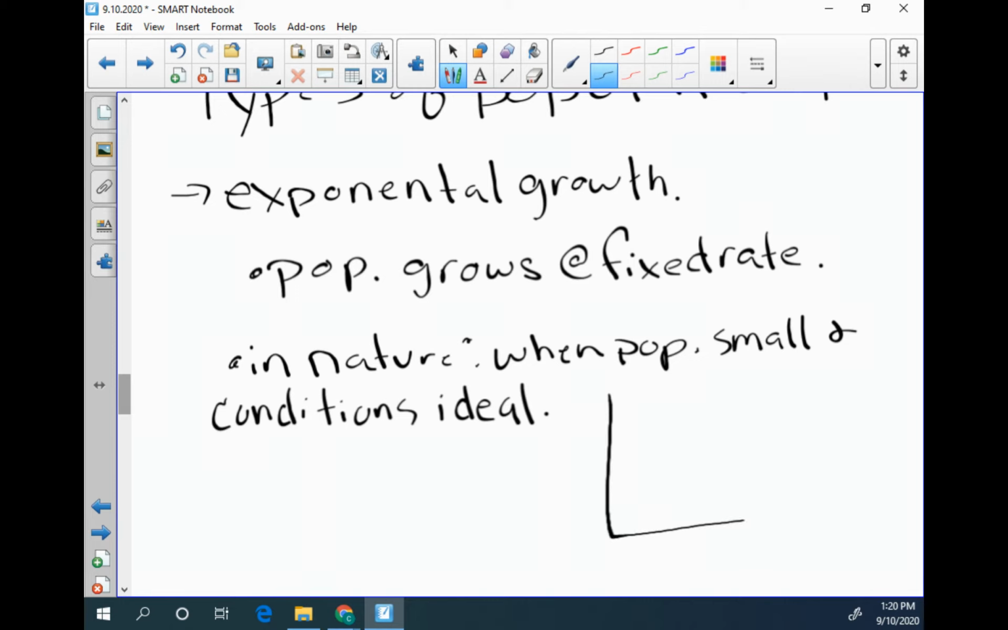Exponential growth, this is our chart, and this is time, and this is our population. Whoop. Go straight up, eventually. Much more common, we will get logistic growth.